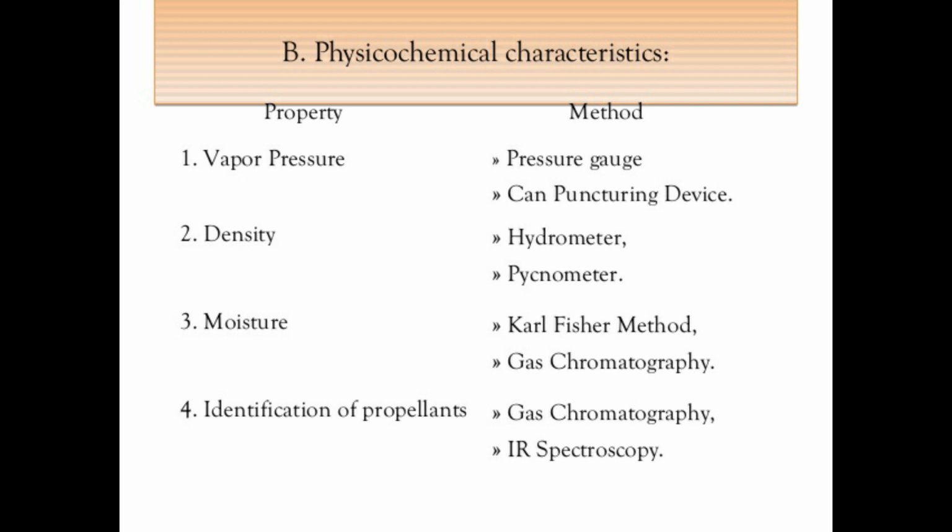Coming to the second property, density. The methods we conduct are hydrometer and pycnometer. Next, the third one is moisture, and here the methods are the Karl Fischer method and gas chromatography. And finally, identification of propellants. The methods we check are gas chromatography and finally IR spectroscopy.